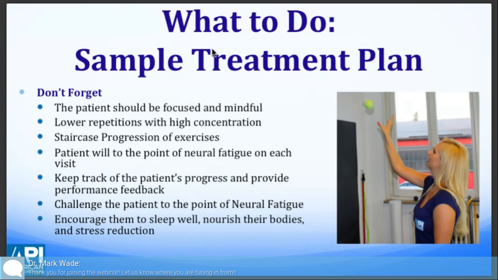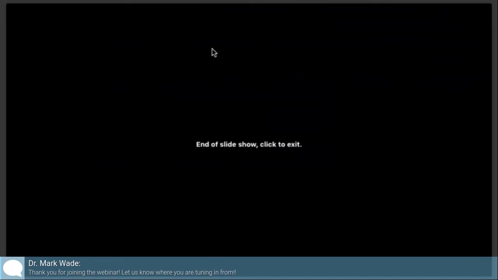Challenge the patient to the point of neural fatigue and encourage them to sleep well, nourish their bodies, and reduce stress. Because as we talked about at the beginning, those are factors that lead the patient to the point of negative neuroplasticity, which of course we want to avoid. So have that conversation with them so they get the maximal benefit from your treatment plan.